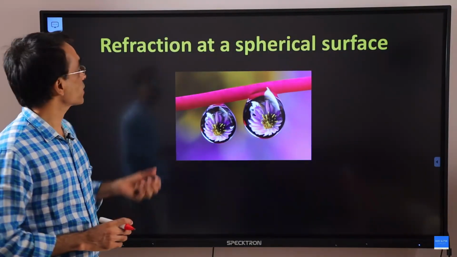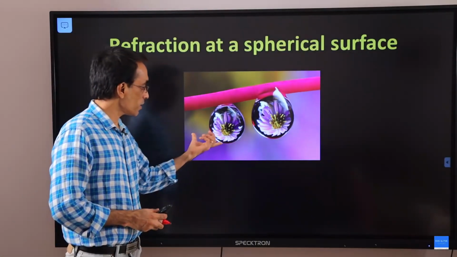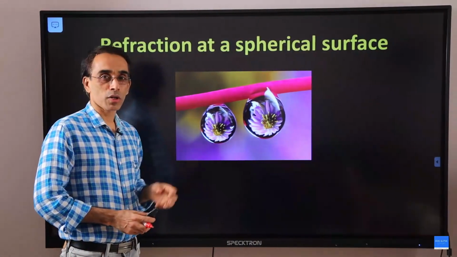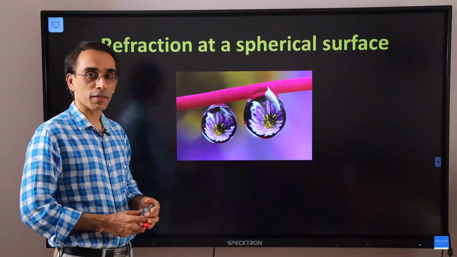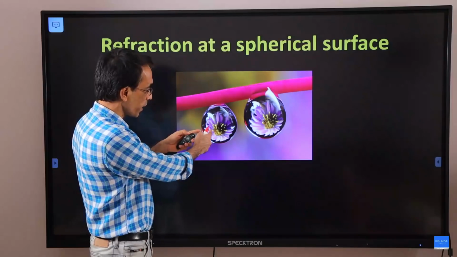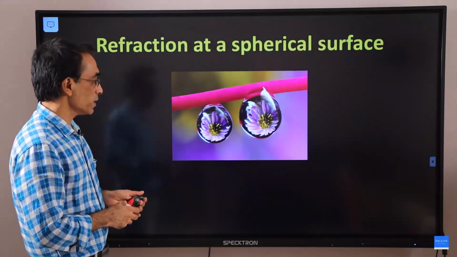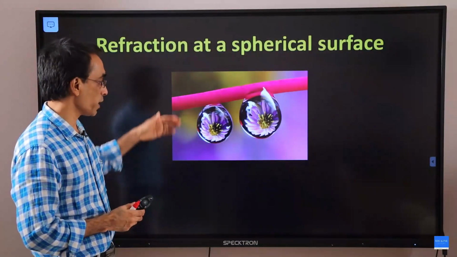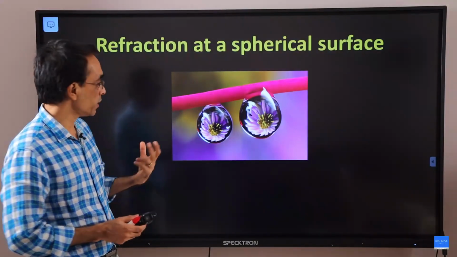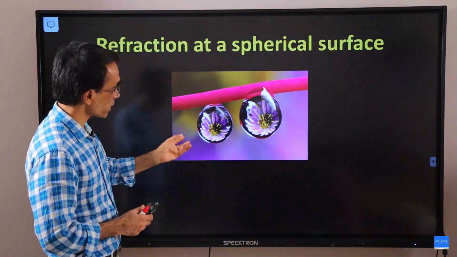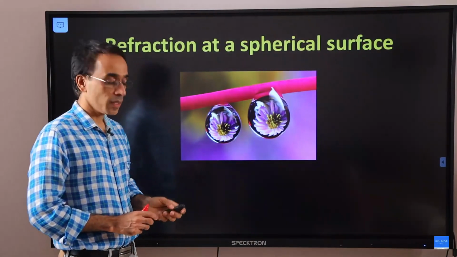Next we are discussing refraction at a spherical surface. See, these are water drops, and the shape of a water drop is nearly spherical. You can see the image of flowers in the drop. This is due to refraction of light. Light from that flower is coming through this to your eye. That's how you see this flower inside the drop. So this is due to refraction and the surface is spherical.